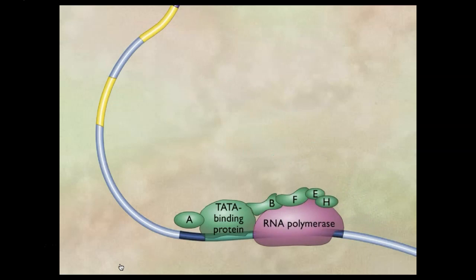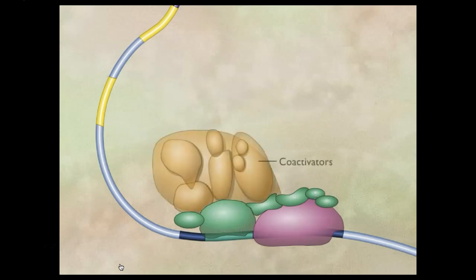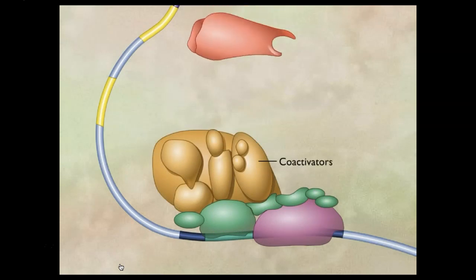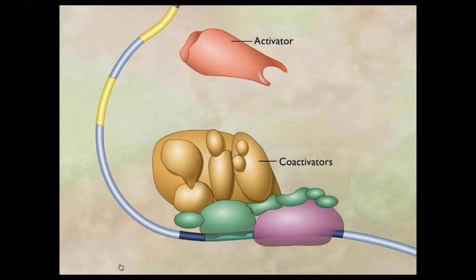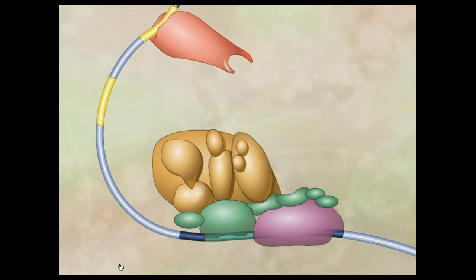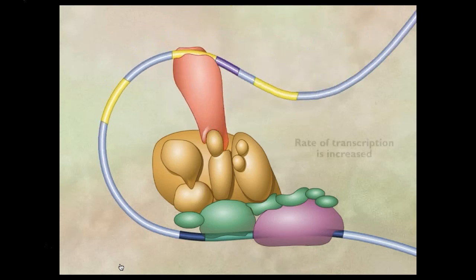Basal factors are essential for transcription, but cannot by themselves increase or decrease its rate. A second set of transcription factors, called coactivators, link the basal factors with a third set of transcription factor proteins called activators. Activators are regulatory proteins that bind to sequences on DNA called enhancers. Enhancers are located at sites that are distant from the promoter. The interaction of activator proteins with transcription factor subunits increases the rate of transcription.